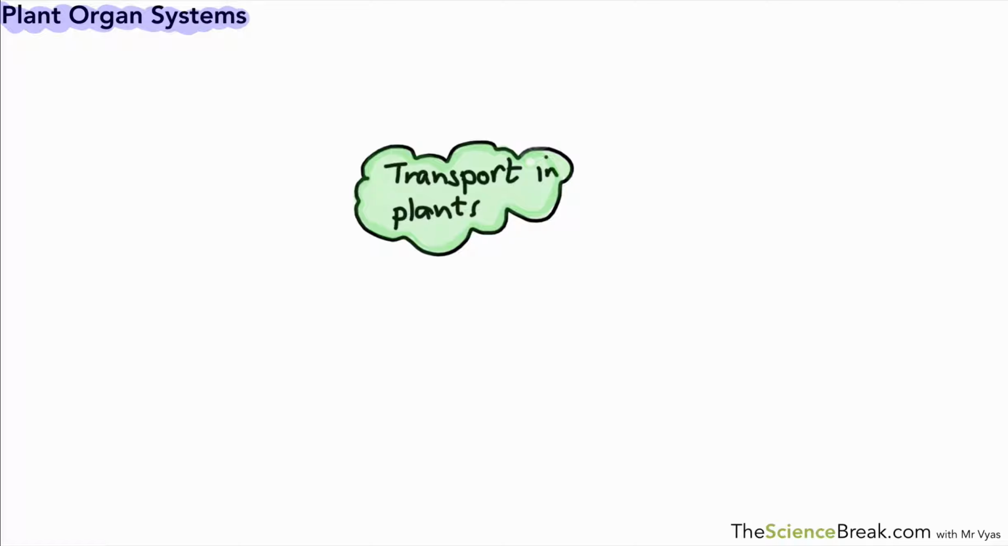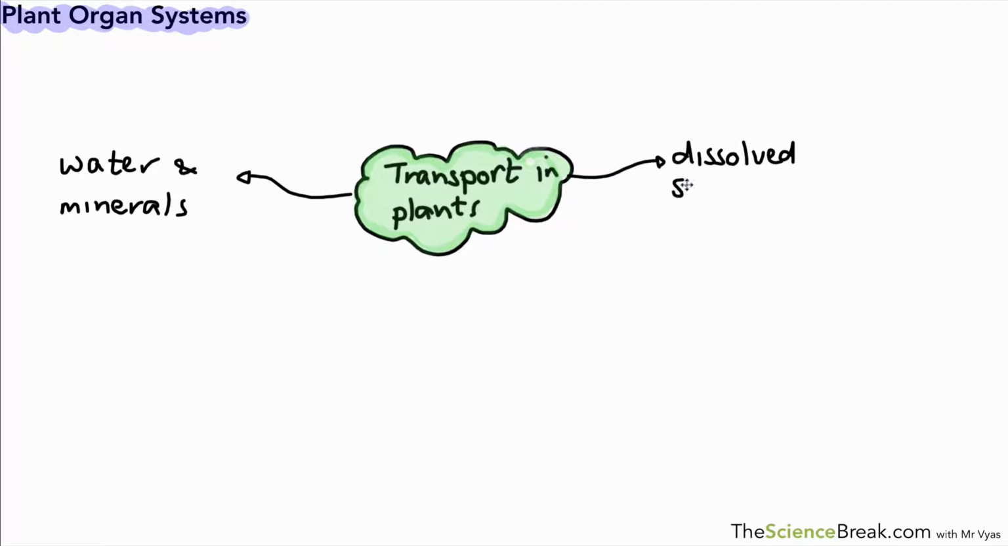Hello, in this video we're going to talk about plant organ systems, and we're going to focus on those organ systems responsible for transport. Now, when we talk about transport, we generally categorize into two main areas, and the first one is water and minerals. So water and minerals. And the other one is dissolved sugars and other nutrients.